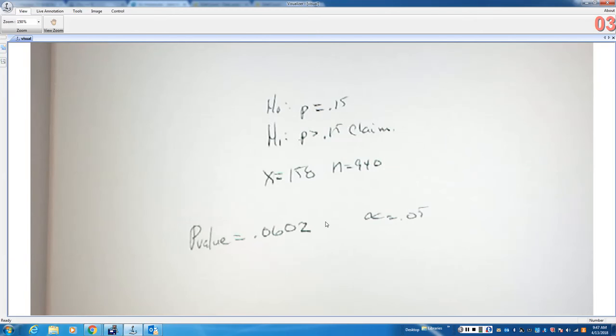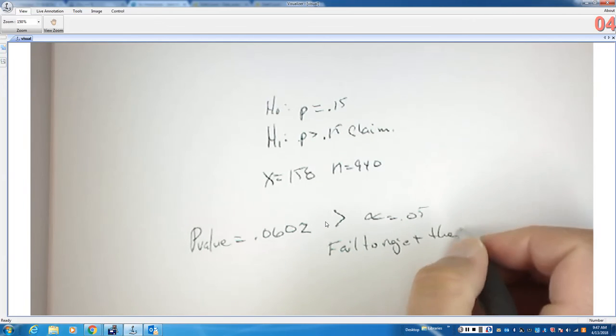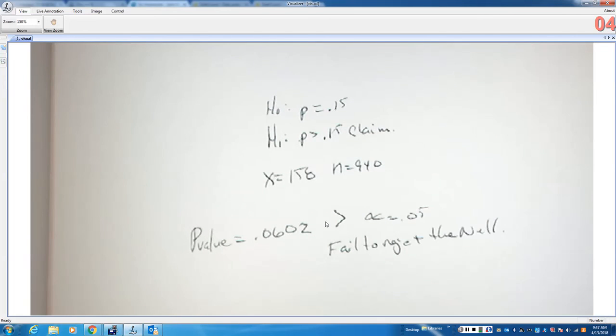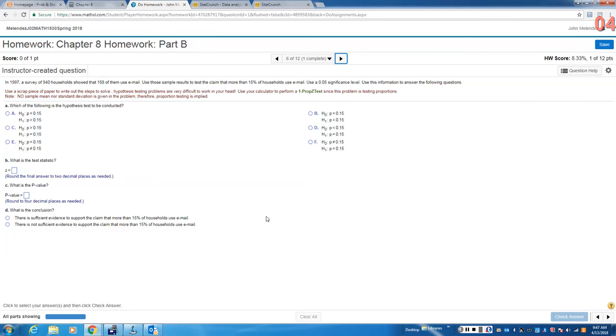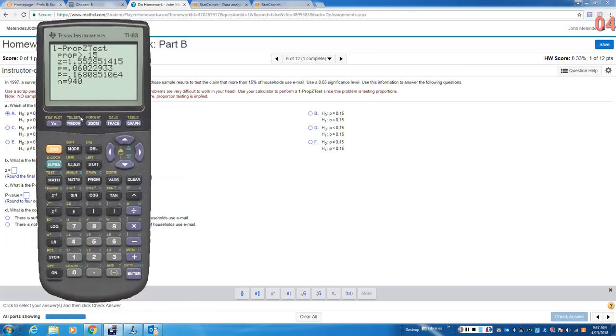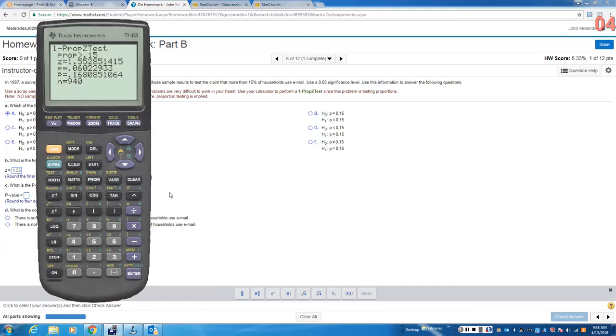So that means that because the p-value is bigger than your alpha, you're going to fail to reject the null. If I fail to reject the null, I do not have enough evidence. Let's look at this. Our first one is the greater than, this right here. Our test statistic is 1.55. As a matter of fact, it's a positive 1.55.